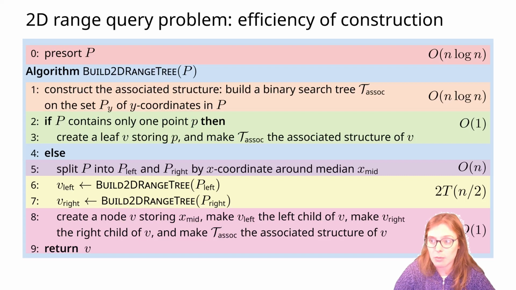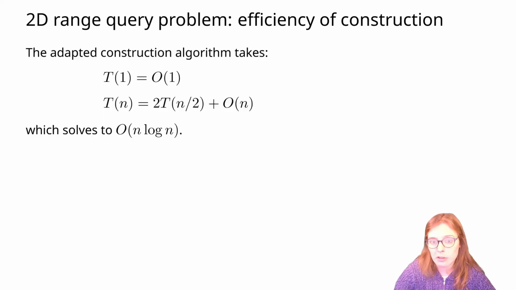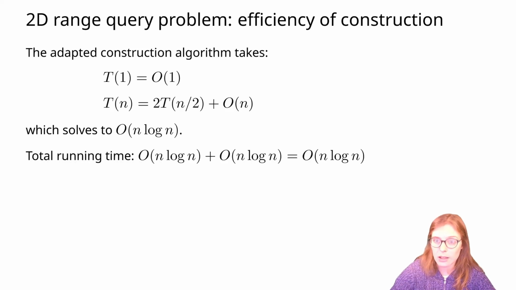Then we augment the same algorithm with the pre-sorting step of the point set by y-coordinate, and that takes time big O of n log n. And then if we have points in the order sorted by y-coordinate, then creating the associated data structure takes linear time. So now the recursive formula is the following: T of n equals 2T of n over 2 plus big O of n, which solves to big O of n log n. And given that pre-sorting also takes big O of n log n time, we get that the total running time of such a construction algorithm is big O of n log n.